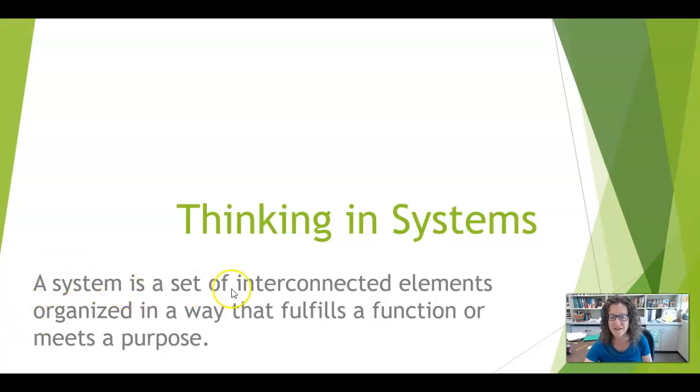A system is a set of interconnected elements organized in a way that fulfills a function or meets a purpose. The systems view also considers how the system's parts are interconnected. This type of synthetic thinking helps us explain why the parts do what they do, not just what each part does and how it works. Let's look at an example.